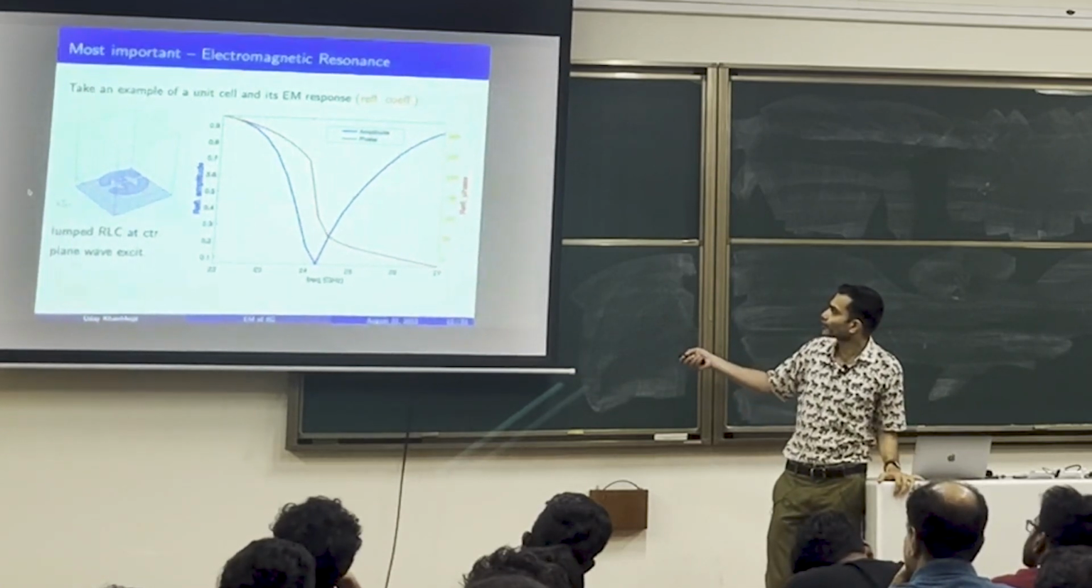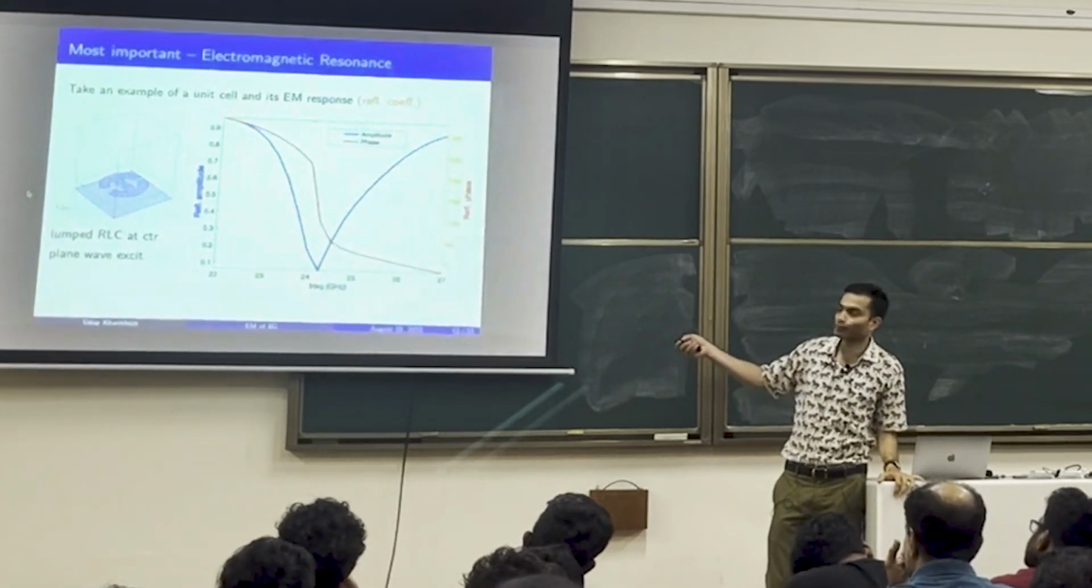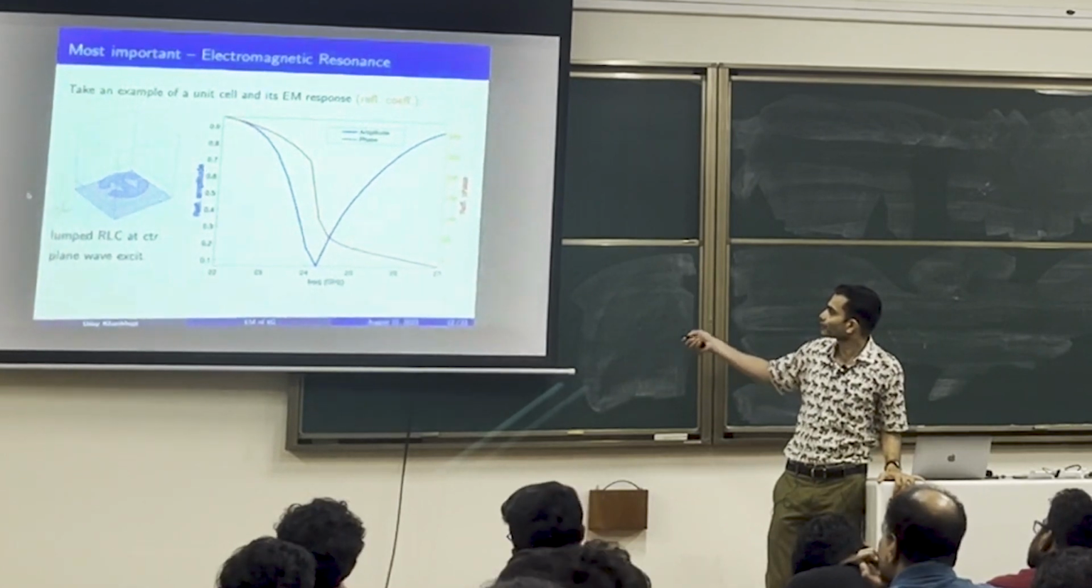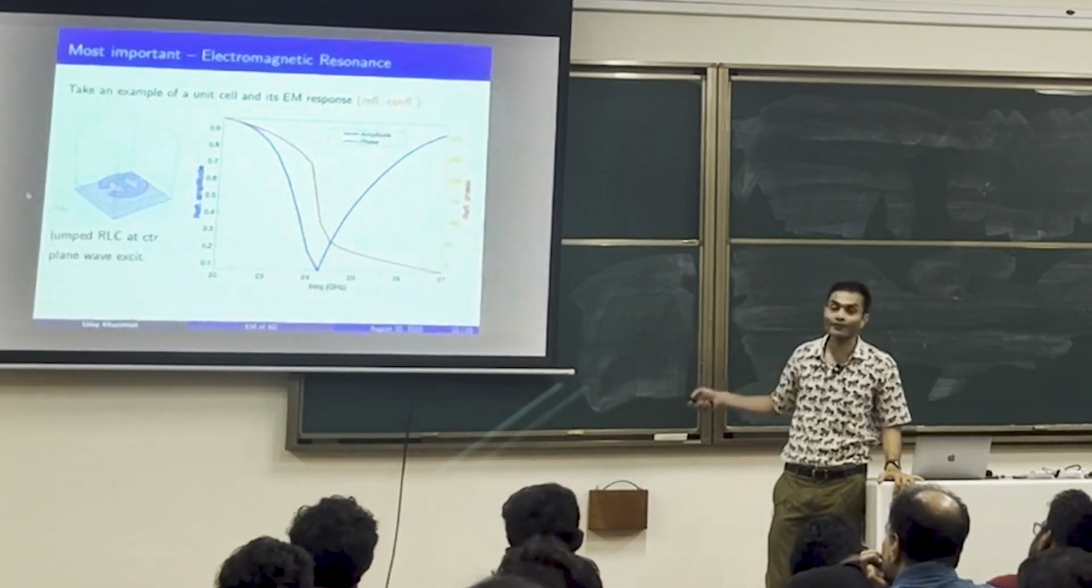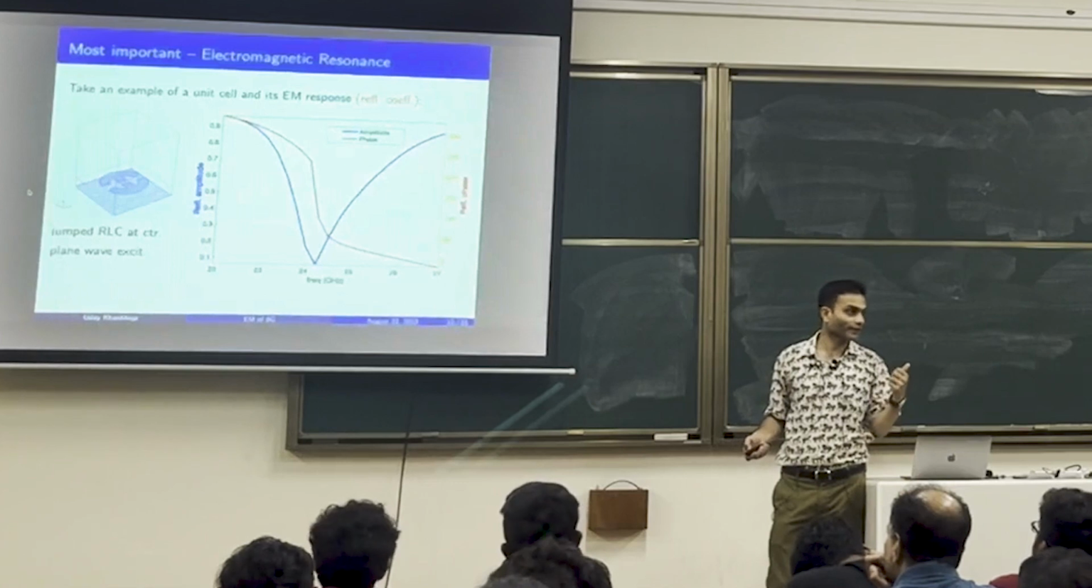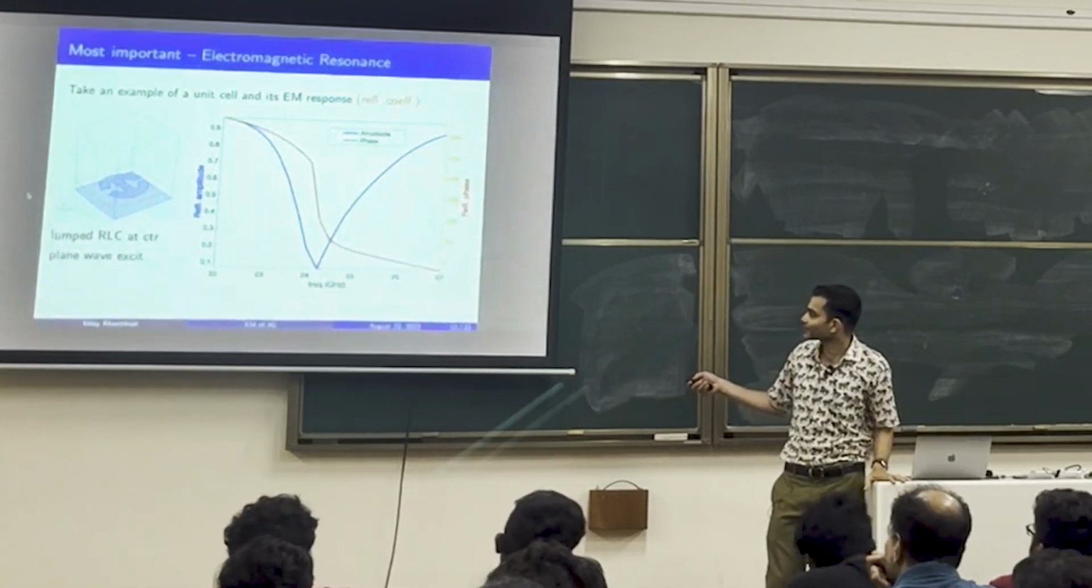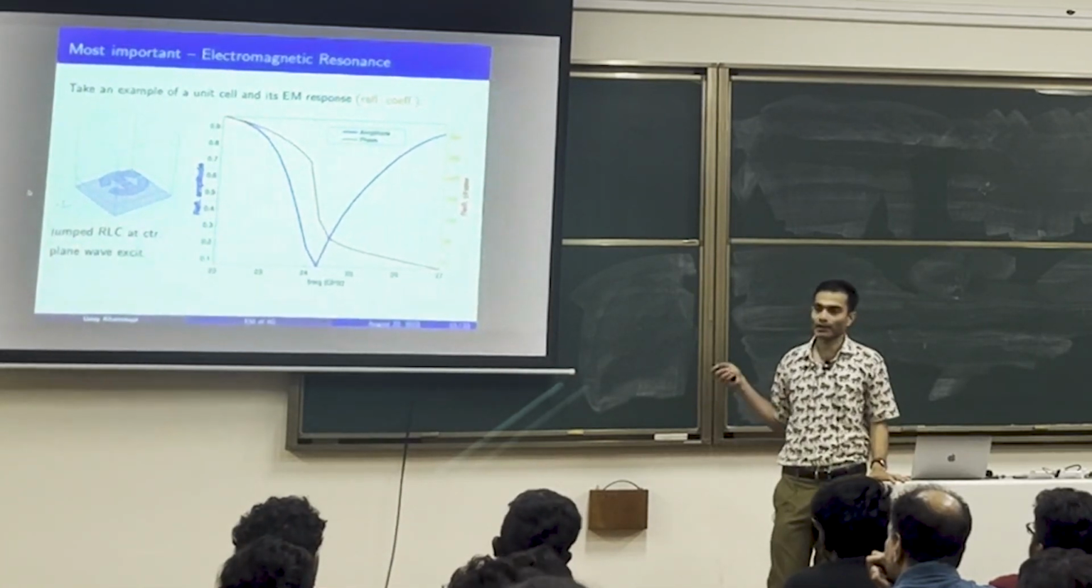The blue curve over here is the amplitude. This is the reflection amplitude. The red curve over here on the right y-axis is the phase of reflection. The resonant frequency is somewhere next to 24 point something gigahertz.